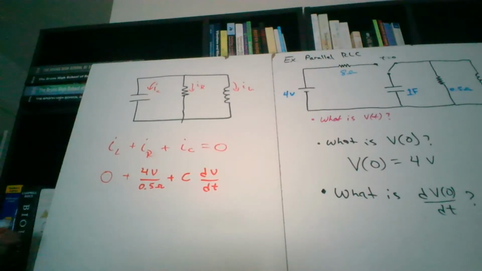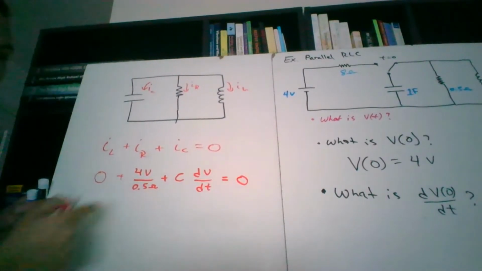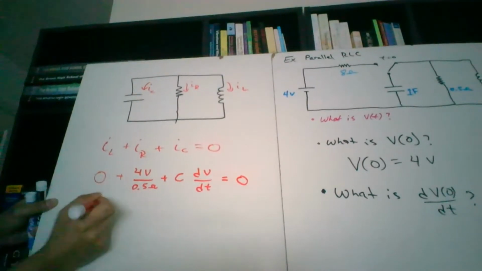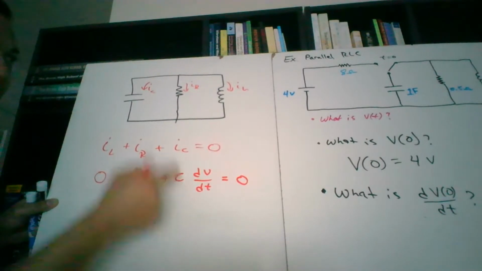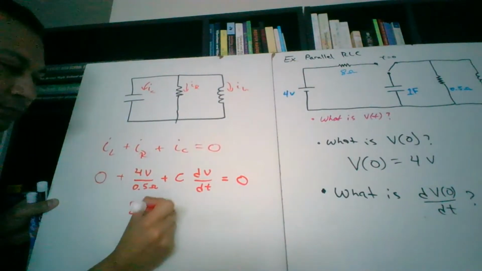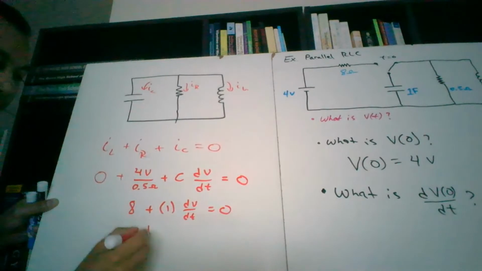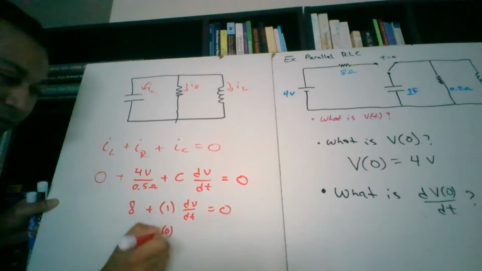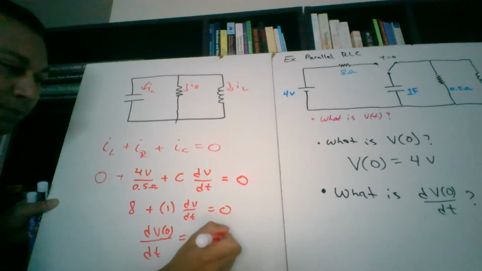And all of this entire equation is equal to 0. Now here's the thing. We know this is 0.5, so is that going to be 8? I think 8. Yeah. So over here, you get 8 plus C. C is equal to 1 farad times dV over dt equals 0. So you end up with dV over dt, and this is dV at 0. So evaluated at 0 is going to equal minus 8 volts per second.